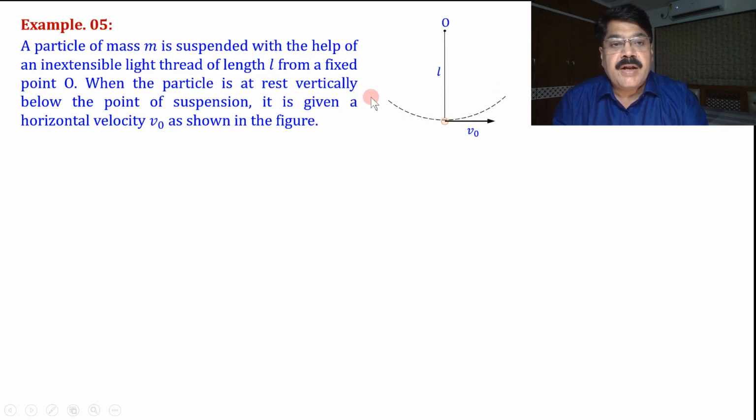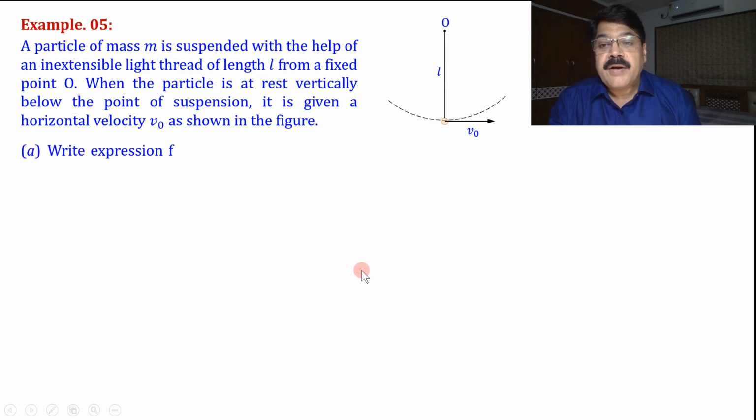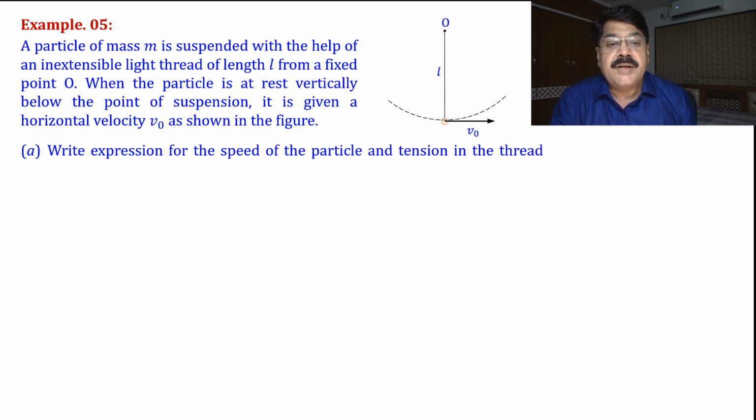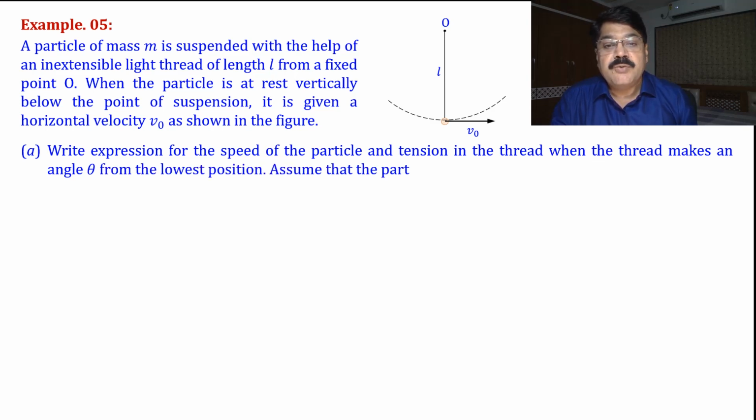If this velocity is very large, this particle will complete the loop, and for some intermediate value, this particle will leave the circle. So let us analyze a few things. Part A: write an expression for the speed of the particle and the tension in the thread when the thread makes an angle theta from the lowest position. Assume that the particle always remains on the circular path. So we want to write expressions for tension and speed when this thread makes angle theta.